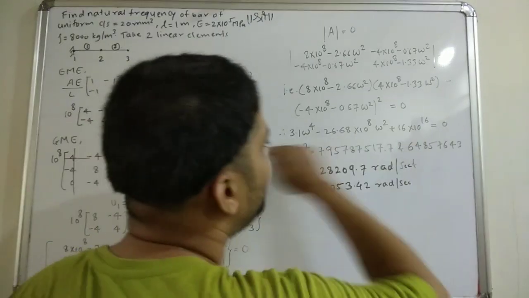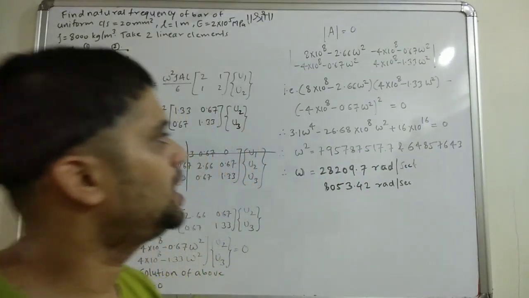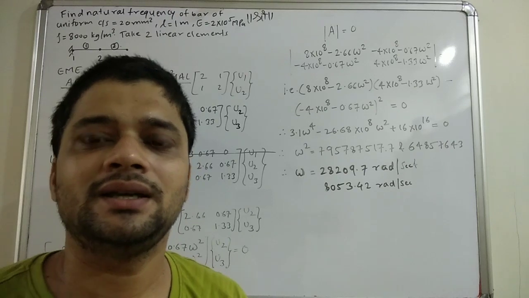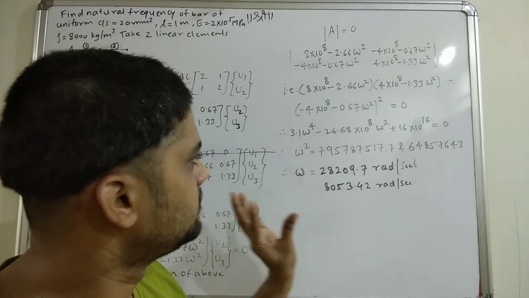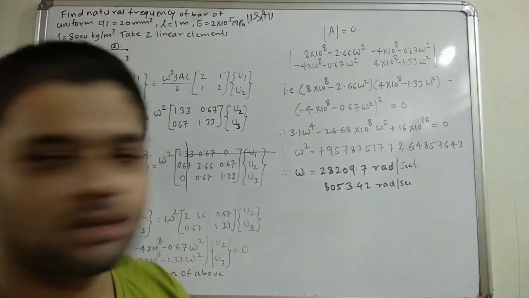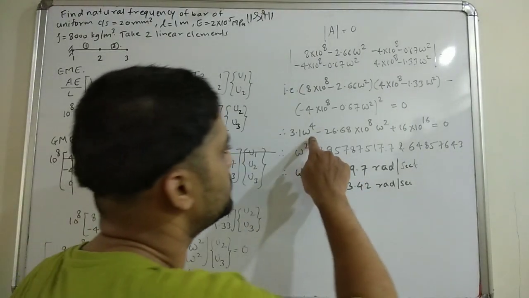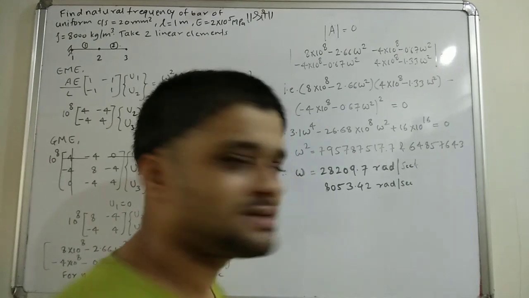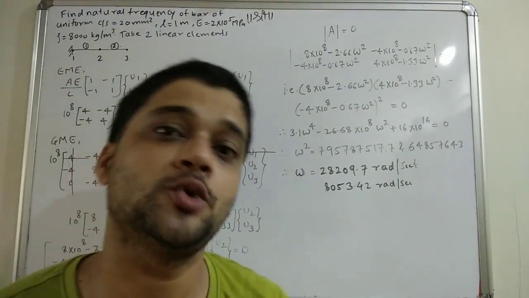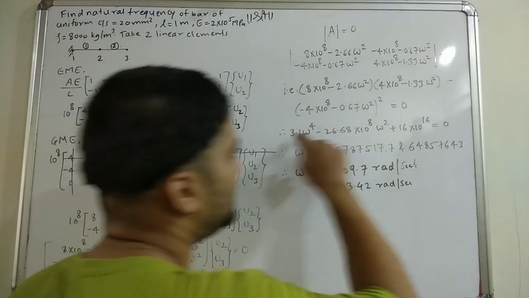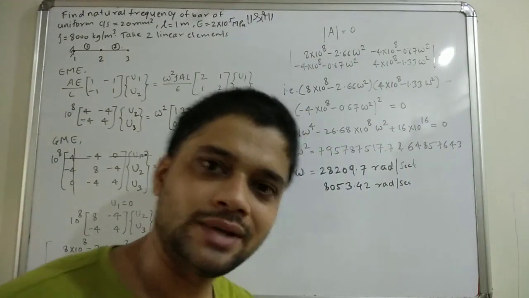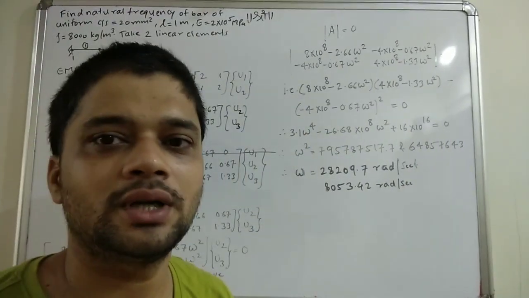So now I have this equation. If I try to find the solution of this, I will first treat it as a quadratic equation of omega square. I can solve this in the calculator directly.